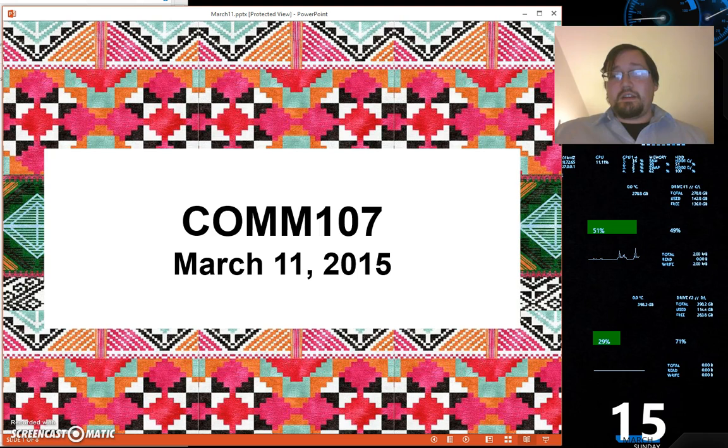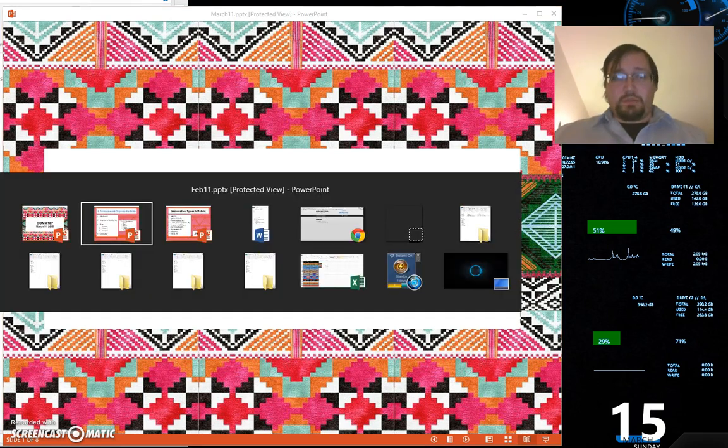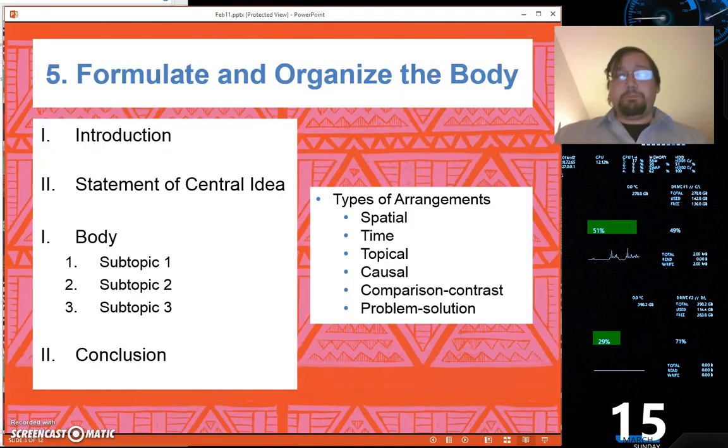Speeches really can be treated as a quick paper. And the key to executing a really nice speech actually comes down to using the same outline and structure as a thesis paper. And so what you'll do is generate a thesis, which for COMM107 is equivalent to a central idea.